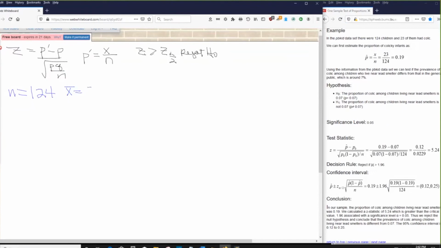is going to be, so let's say our X is going to be 23. Our population, so our probability of success for the general population is 7%. So that's going to be 0.07, which is going to make the probability of failure 1 minus 0.07, which is going to be 0.93.